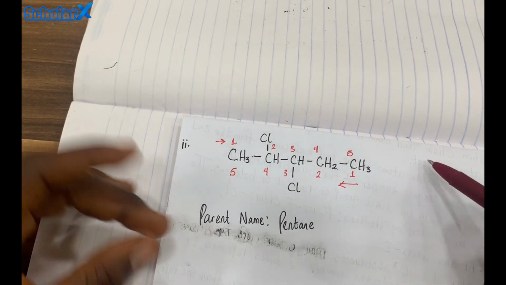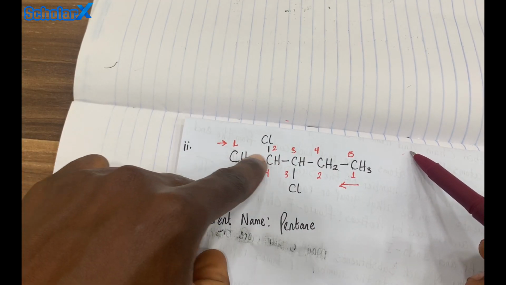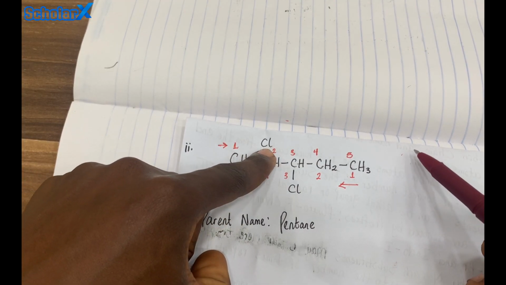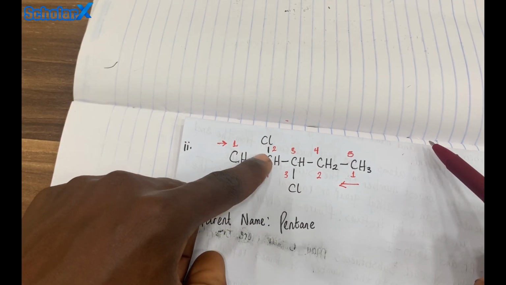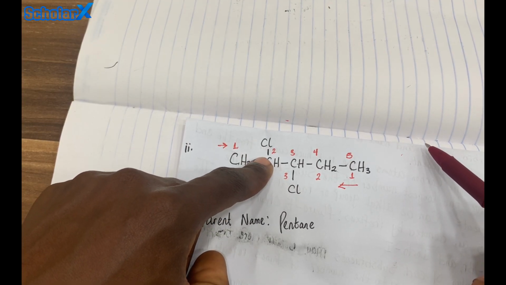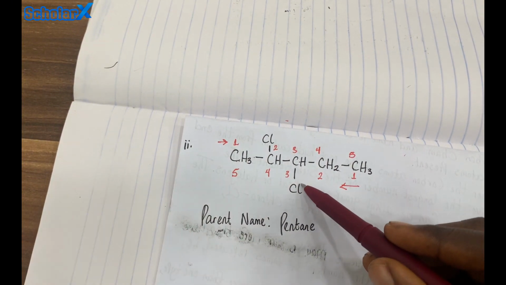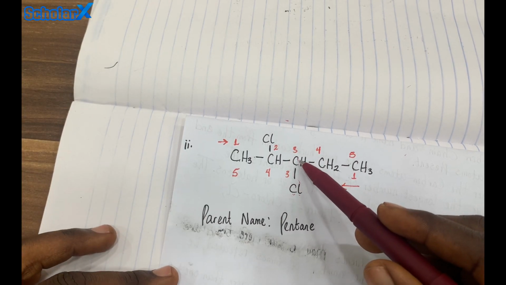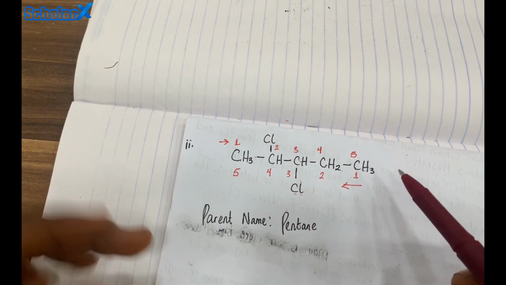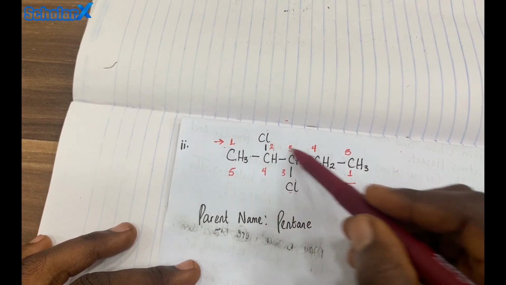Now, if you look very closely, if you move from the right, this is the first substituent you have. This is chlorine, and it's going to fall on the position of the second carbon. But if you move from the left here, the chlorine you confront first is going to fall on the third carbon. So which one is closer? The one from the right.